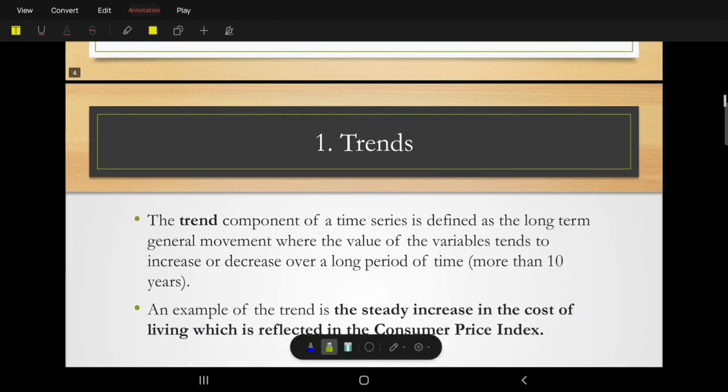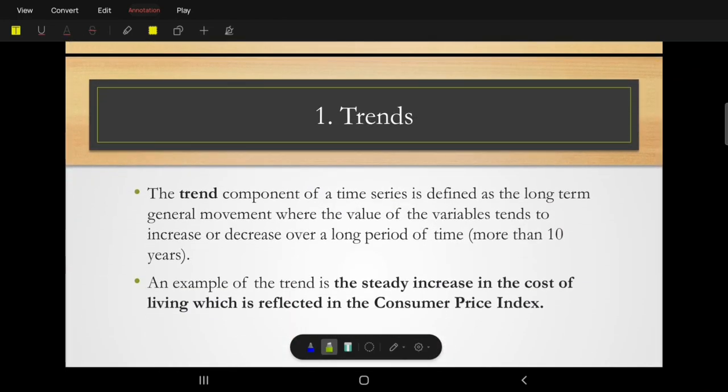The first one is trends. Trends will be denoted by T. The trend component of a time series is defined as the long-term general movement. Apa maksud general movement ni? Movement ni secara smoothly or gradually, sikit demi sikit, where the value of the variable tends to increase or decrease over a long period of time.